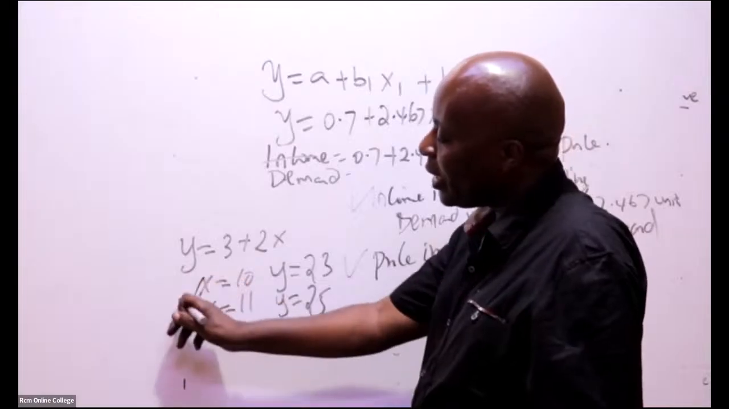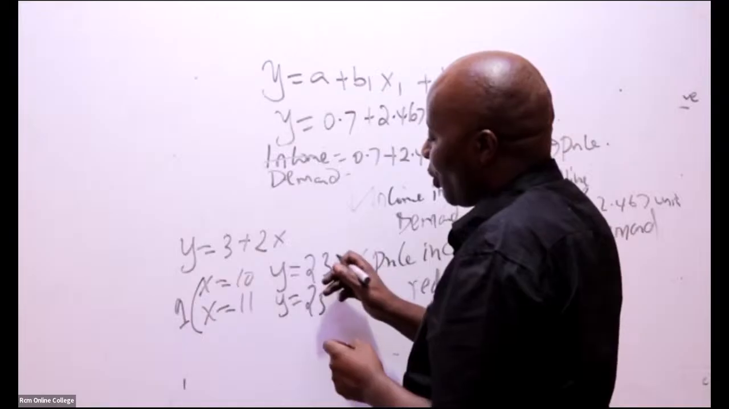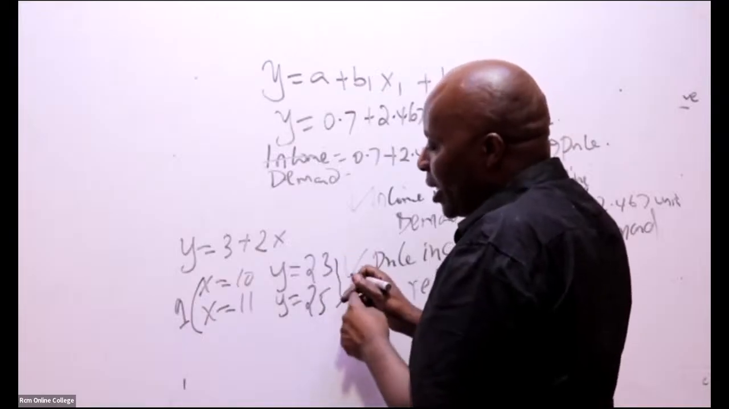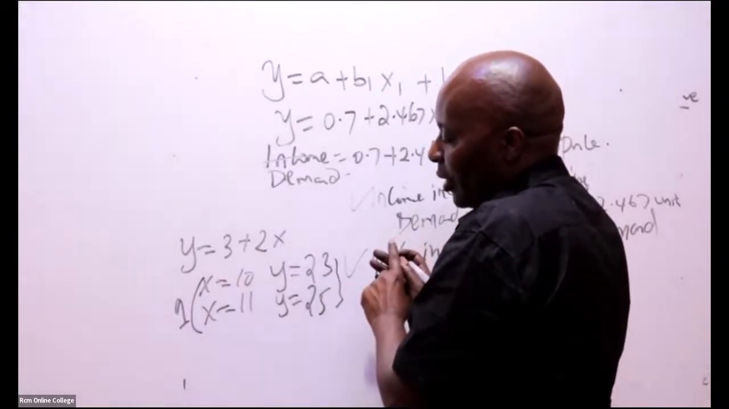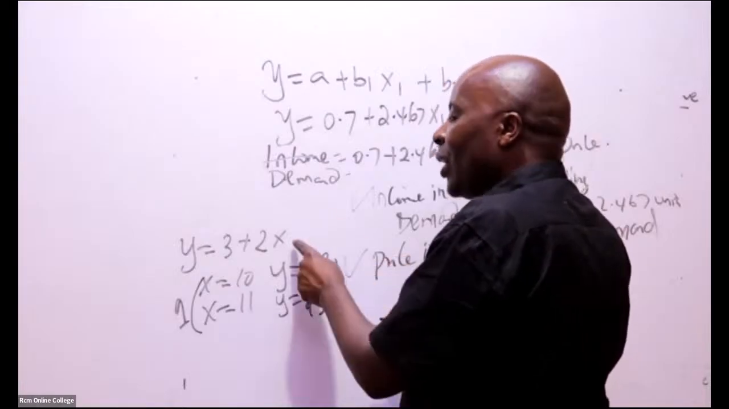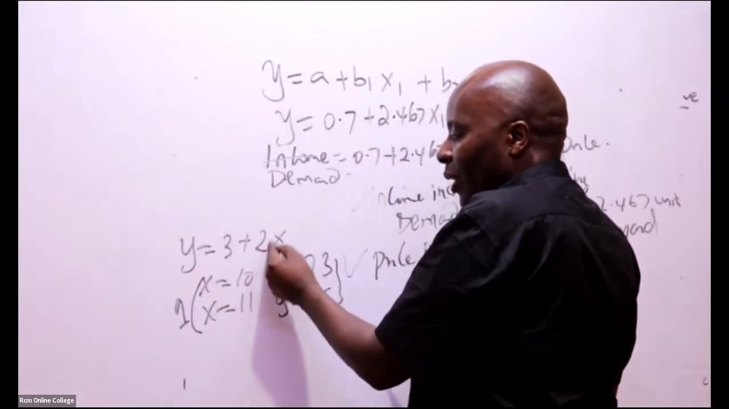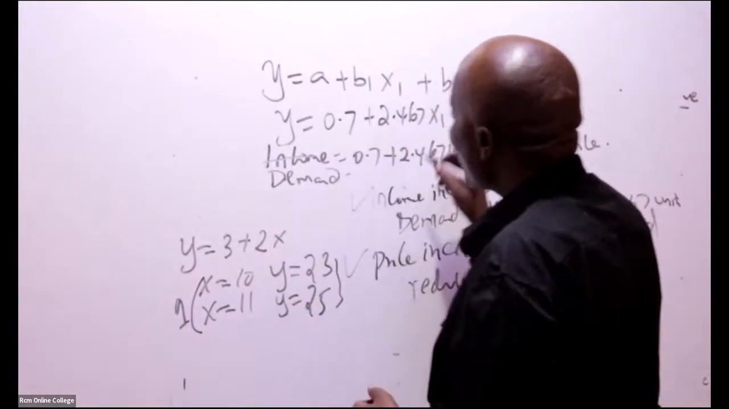So then check this. When x increases by just 1, what has happened with y? Y has increased by 2, because 23 to 25. That's how you interpret the gradient. That when x goes up by just 1 unit, then y, because of the positive, will increase by 2. That's how you'll also be able to interpret this.